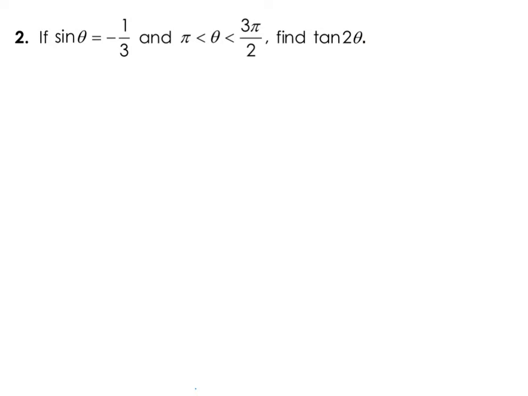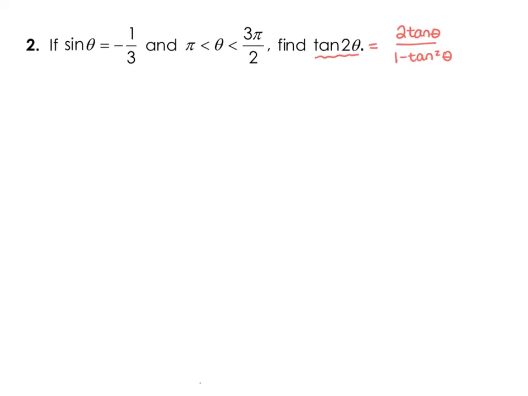Number 2 is very similar. We're given the sine value, we're given one of the trig values of this theta angle. We're told the angle is between pi and 3 pi over 2, and we're told to find the tangent of 2 theta. So let's start with that. We're going to go up to our formula list. The tangent of 2 theta is equal to 2 times the tangent of theta over 1 minus tangent theta squared. Sorry, tangent squared of theta.